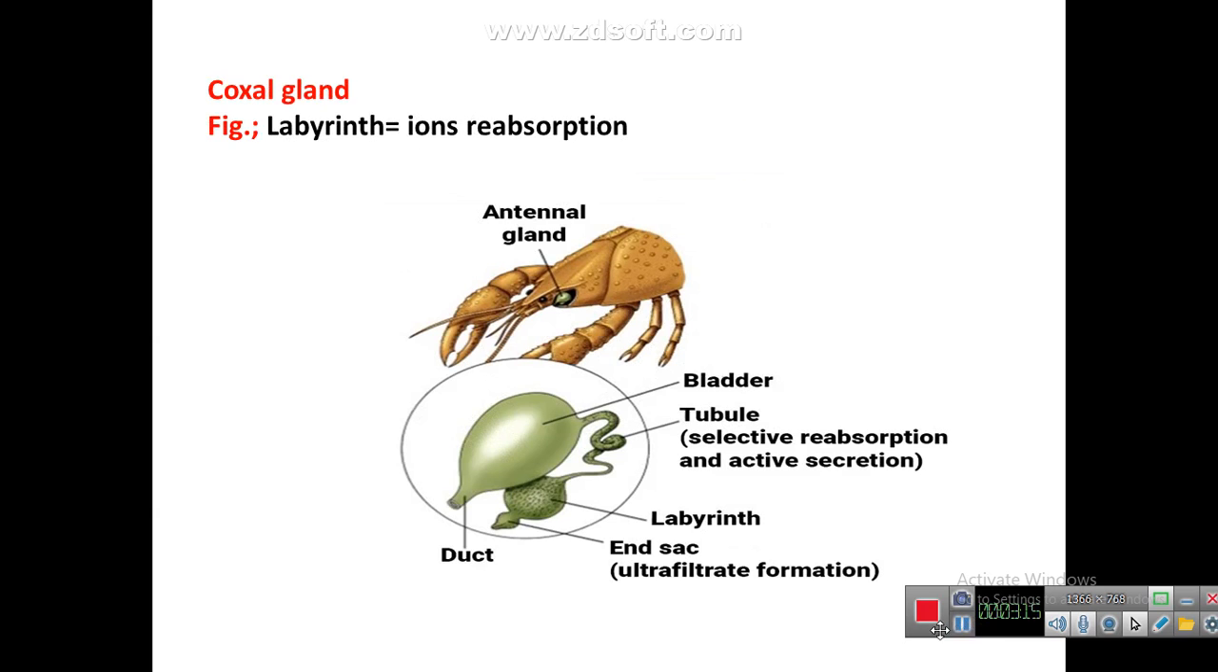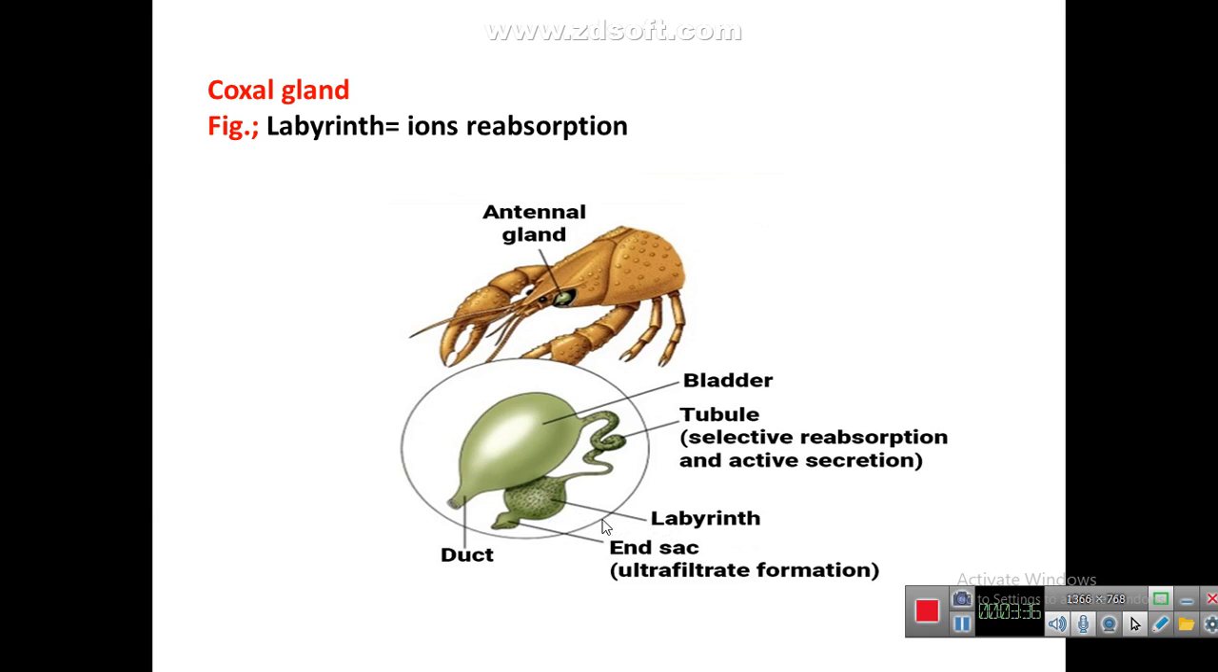Diagram of the coxal gland, and different parts of the coxal or green gland, which is also known as the antennal gland because it is present near the antenna. Okay, this is the end sac, the function of which is ultrafiltrate formation, meaning the fluid comes here, and the nutrients and waste become separated.